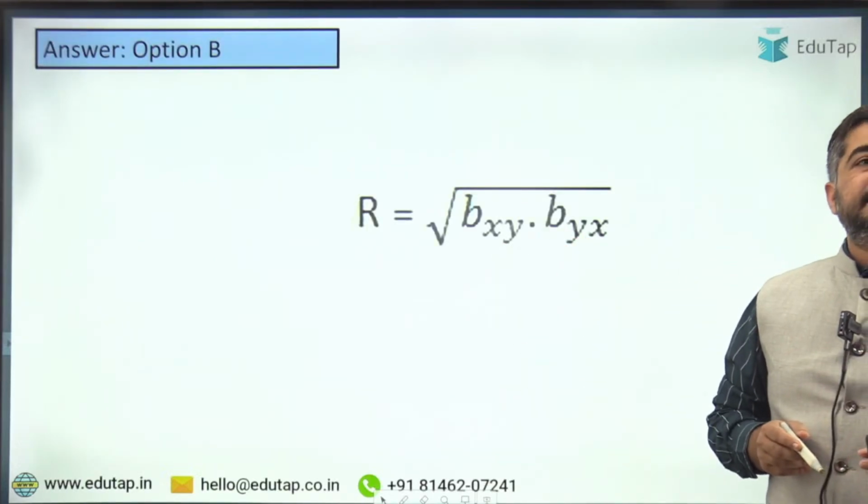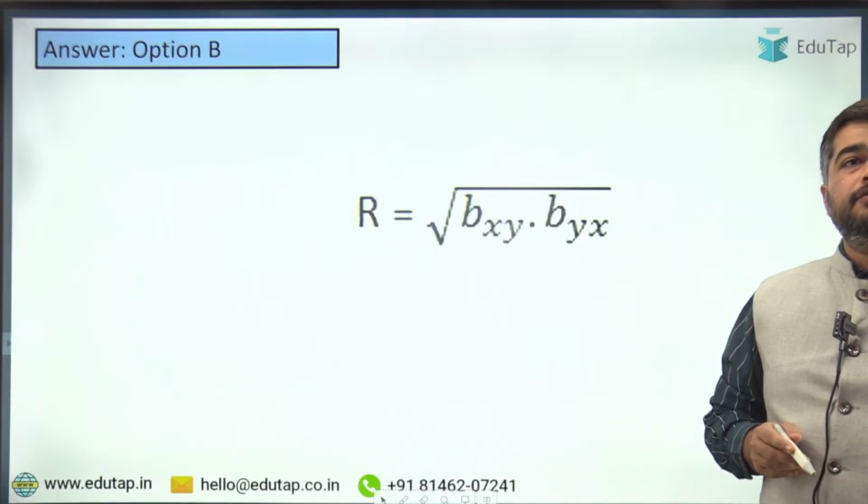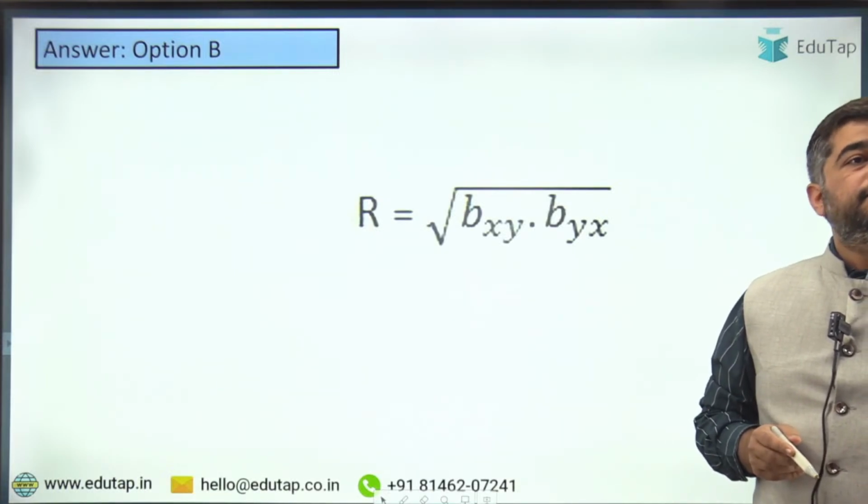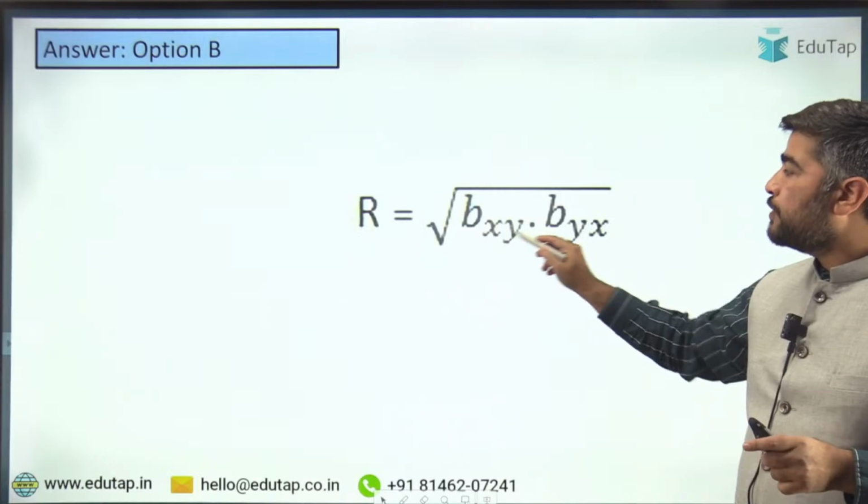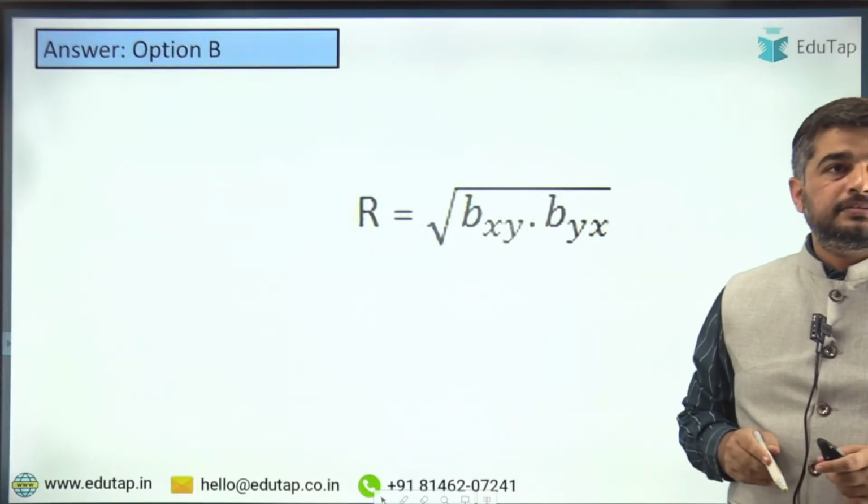How do we find the correlation coefficient? We have to find it from the regression coefficients, bxy into byx. Fine.